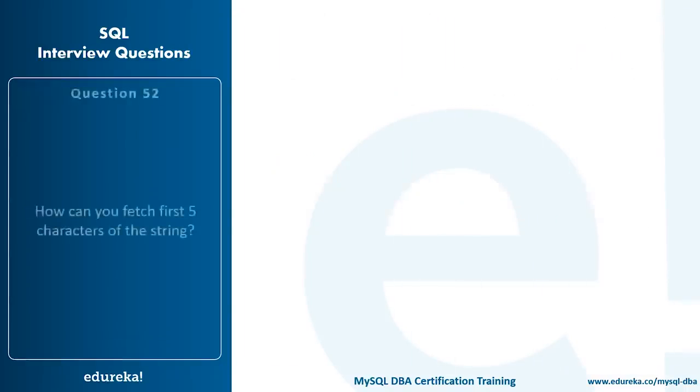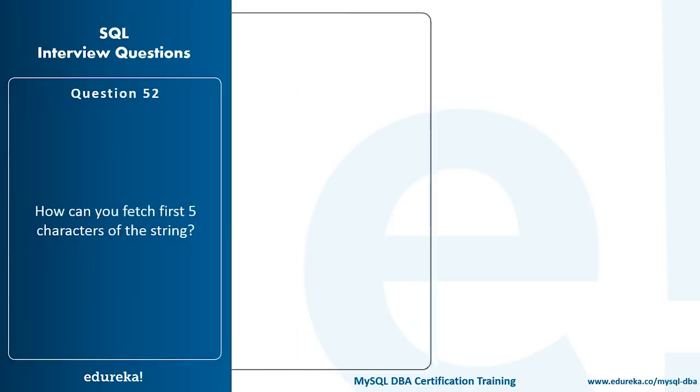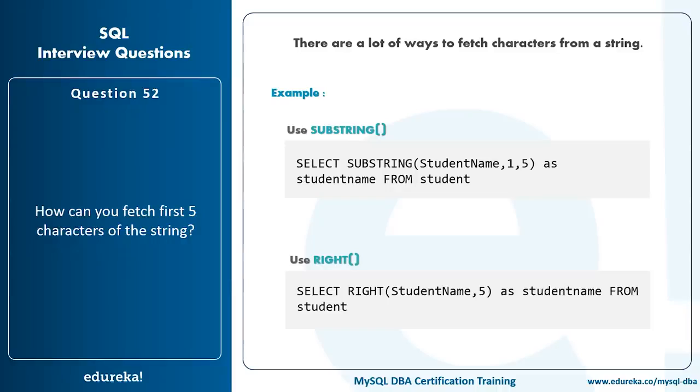Let's move forward with the next question, that is, how can you fetch the first 5 characters of a string? There are obviously a lot of ways to fetch the characters from a string. For your understanding, I've mentioned two examples over here: either you can use the substring command or the right command. When you use the substring statement, you can use a statement like select substring(student name, 1, 5) as student name from student.